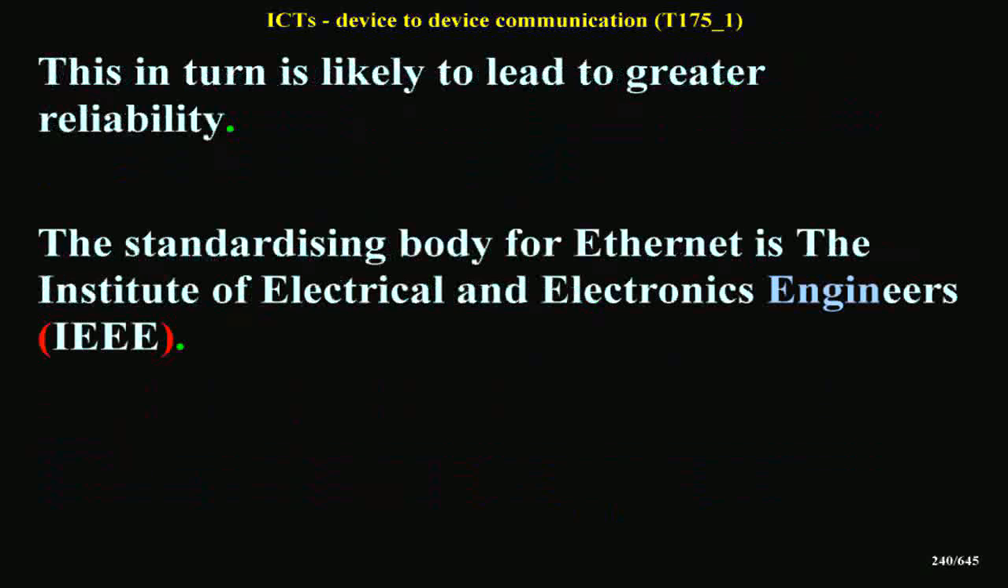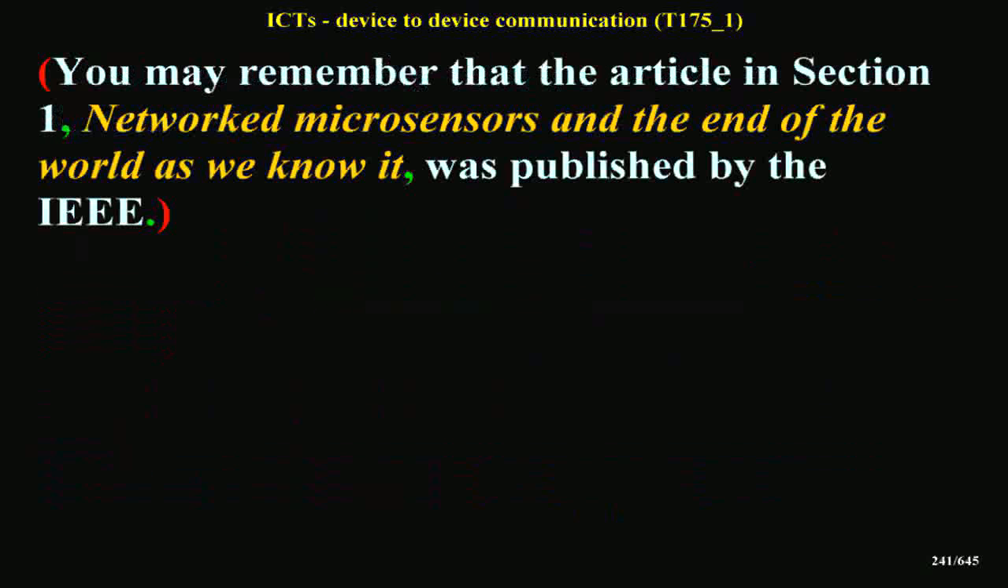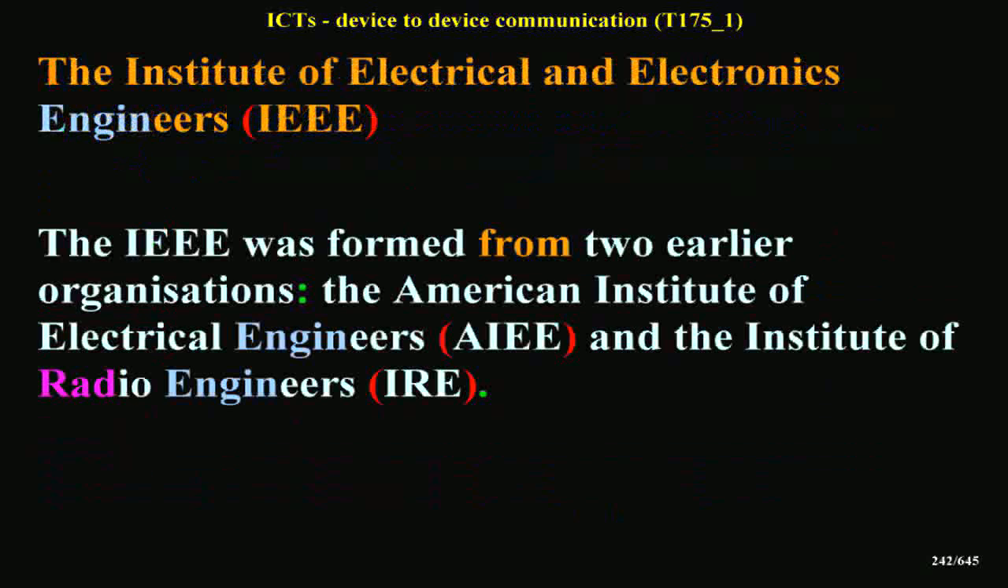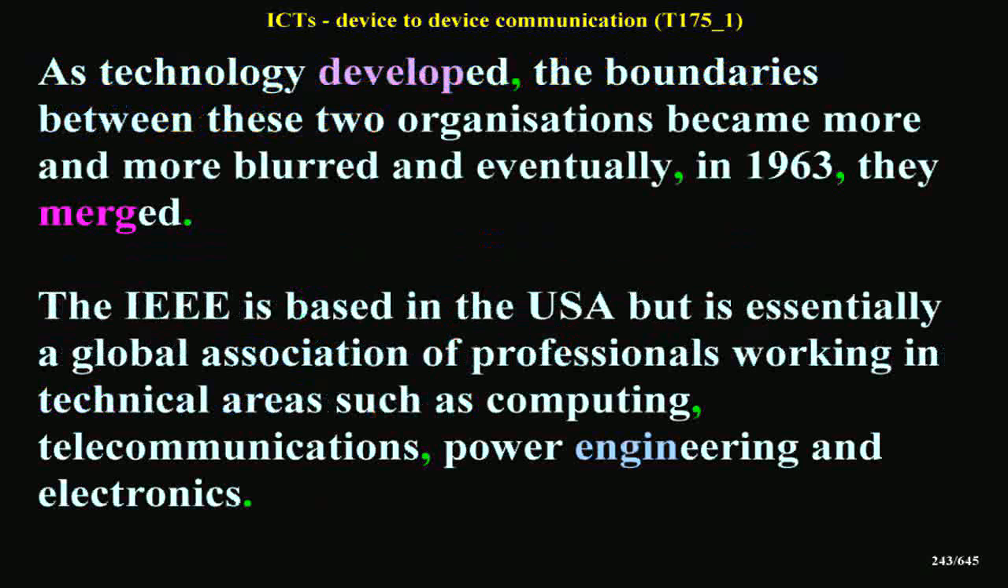The standardizing body for Ethernet is the Institute of Electrical and Electronics Engineers, IEEE. You may remember that the article in Section 1, Network Microsensors and the End of the World as We Know It, was published by the IEEE. The IEEE was formed from 2 earlier organizations, the American Institute of Electrical Engineers (AIEE) and the Institute of Radio Engineers (IRE). As technology developed, the boundaries between these 2 organizations became more and more blurred and eventually, in 1963, they merged.